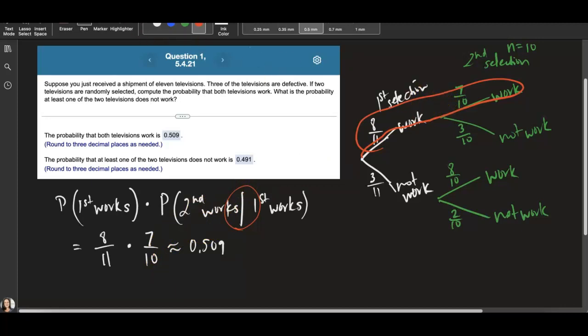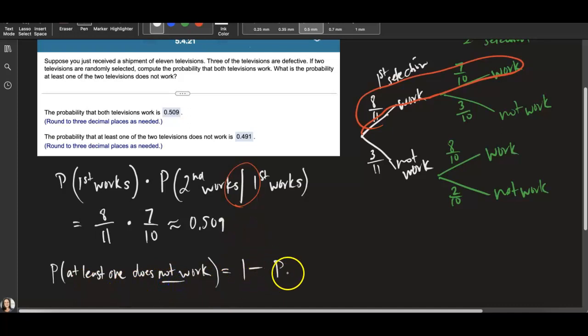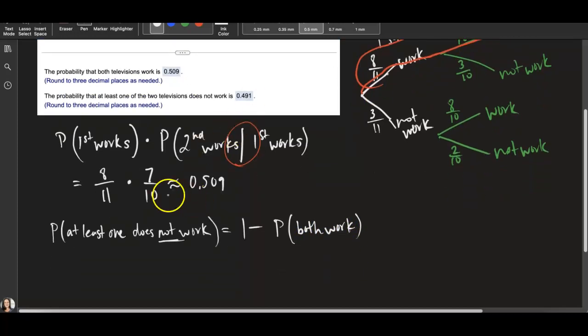For the next part, we're asked to find the probability that at least one of the two televisions does not work. So this would be a good place to use that at least formula. So to find the probability that at least one does not work, we would do 1 minus the probability that they both work. Luckily, that's what we just found above. So that is 1 minus 0.509, which is 0.491.